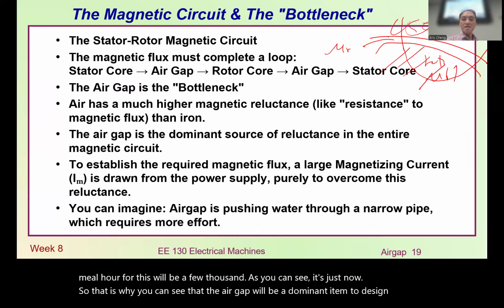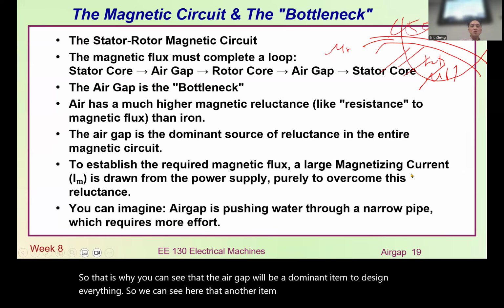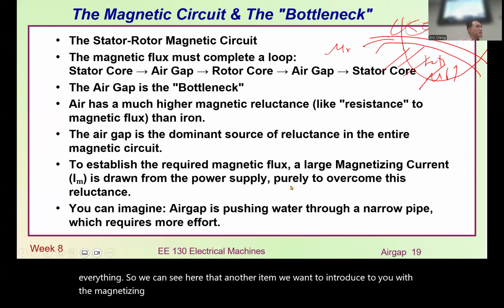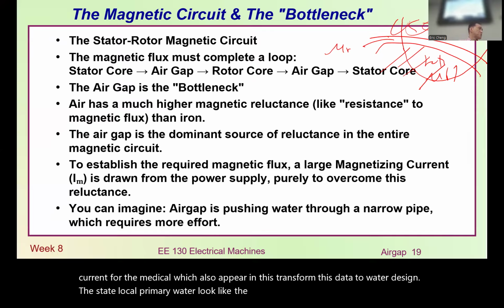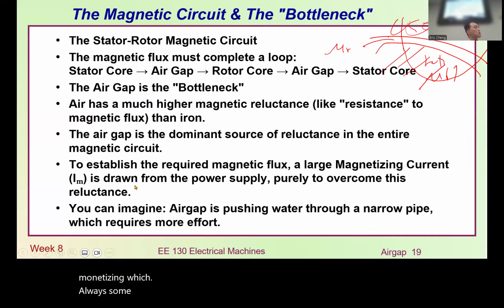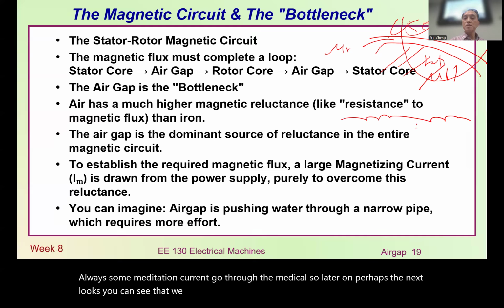Another item we want to introduce to you is the magnetizing current, which really looks like the transformer magnetizing current through the magnetic core, which also appears in this stator to rotor design. The stator looks like the primary, the rotor looks like the secondary side. Between them, we always have some magnetizing current going through the magnetic core. So later on, perhaps in the next lecture, we will model the transformer like this.